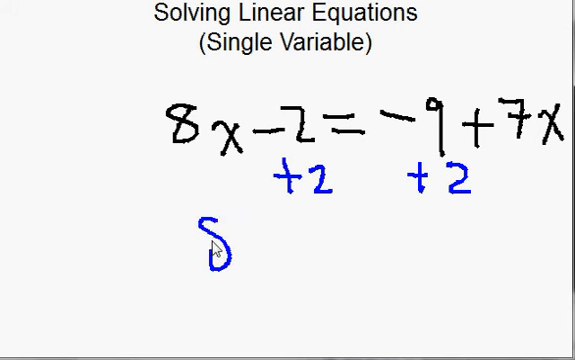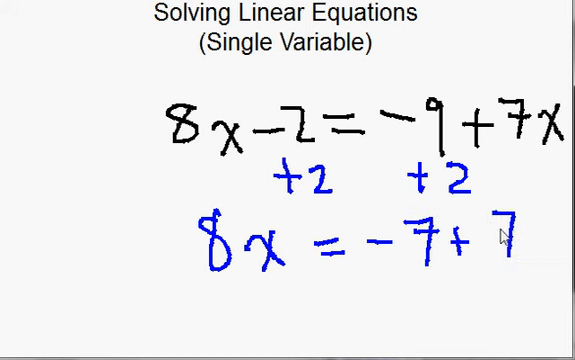So I end up with 8x. The negative 2 plus 2 goes away. And I end up on the right side with negative 7 plus 7x because, you know, negative 9 plus 2 is negative 7. All right, now I still don't have my answer. So what's the next step, Abigail? What would you do next?